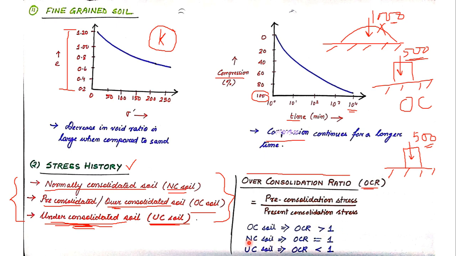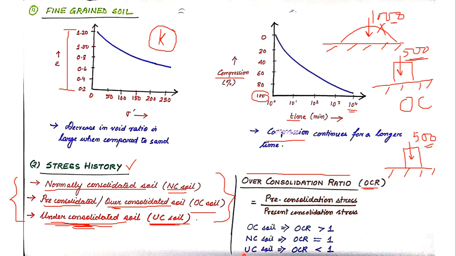Now, in case of NC soil, OCR is always equal to 1. Why? Because if you take the example of the barren land, pre-consolidation stress, what was the previous stress? Previous stress is equal to the present stress. I have told you that in an NC soil, pre-consolidation stress is equal to present consolidation stress. So pre-consolidation stress will be 500 and present consolidation stress will also be 500. So 500 by 500 will give you OCR equal to 1.